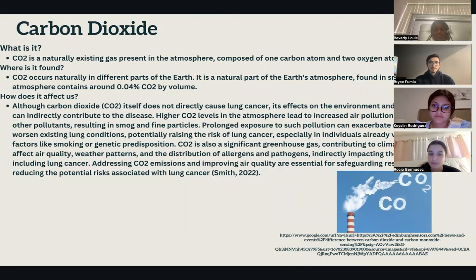But also, CO2 is a significant greenhouse gas contributing to climate change, which can affect air quality, weather patterns, and the distribution of allergens and pathogens, and indirectly impacting the risk of lung diseases, including lung cancer. Addressing carbon dioxide emissions and improving air quality are essential for safeguarding respiratory health and reducing the potential risks associated with lung cancer.